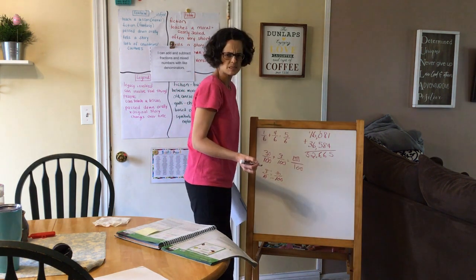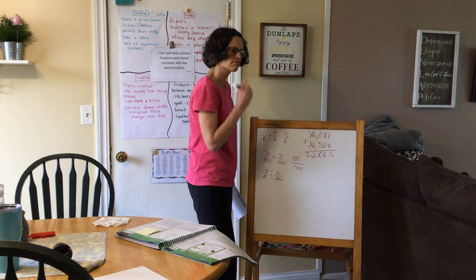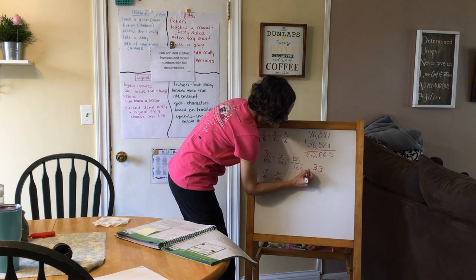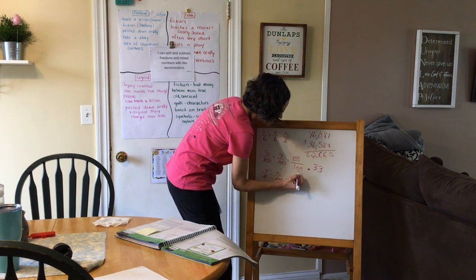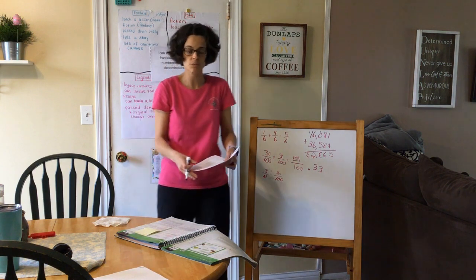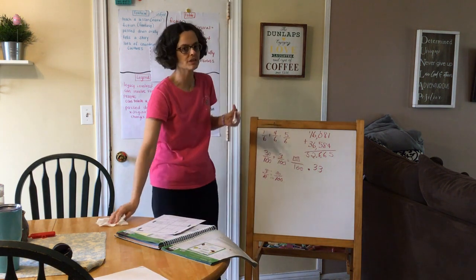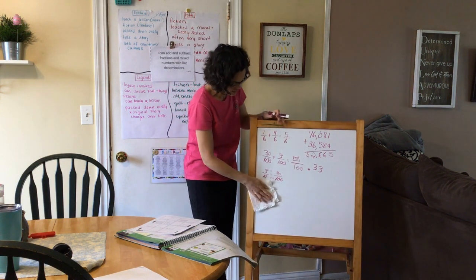How do I write that as a decimal? Do you remember? 33 hundredths. Same thing, decimal point, 33 hundredths. It means the same thing, it's just a different way to write it. All right, if you have questions about your morning work, you need to let me know. All right, get in touch with me.